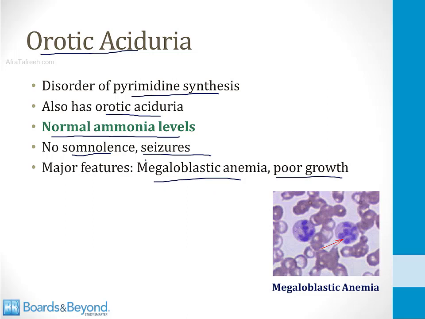And the reason you get a megaloblastic anemia in orotic aciduria is because you cannot synthesize pyrimidines, therefore you cannot synthesize DNA and RNA normally, and that leads to a megaloblastic anemia.